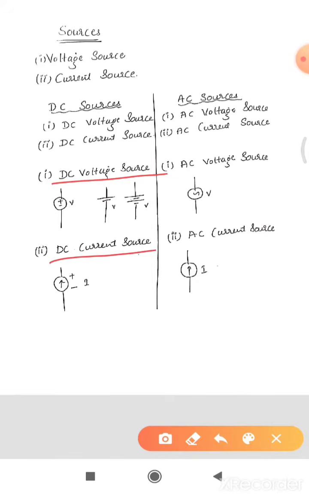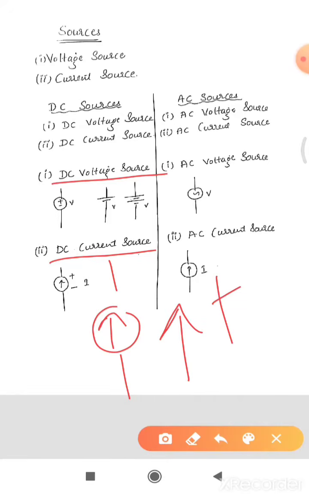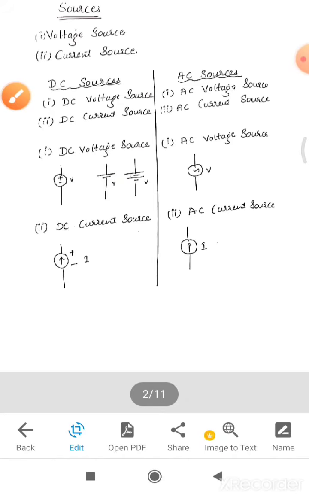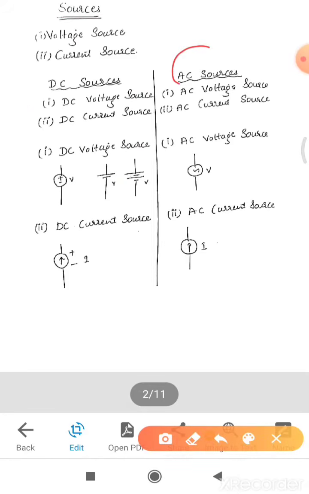Next we have a DC current source. This is represented as a circle with an arrow mark inside. Remember, the arrow represents positive in a DC supply and the tail represents negative. This is about a DC current source. Similarly, if voltage sources and current sources are used in AC supplies, then they are called AC voltage source and AC current source.